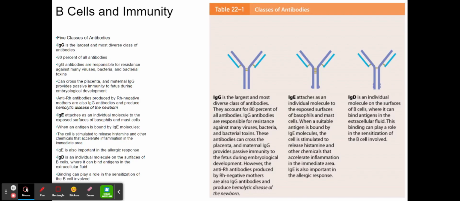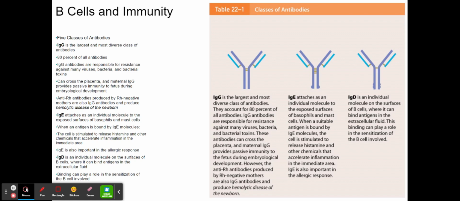IgG is the largest and most diverse class of antibodies, about 80% of all of them. IgG antibodies are responsible for resistance against many viruses, bacteria, and bacterial toxins. They can cross the placenta, and maternal IgG provides passive immunity to the fetus during embryonic development. Anti-Rh antibodies produced by Rh-negative mothers are also IgG antibodies and produce hemolytic disease of the newborn.